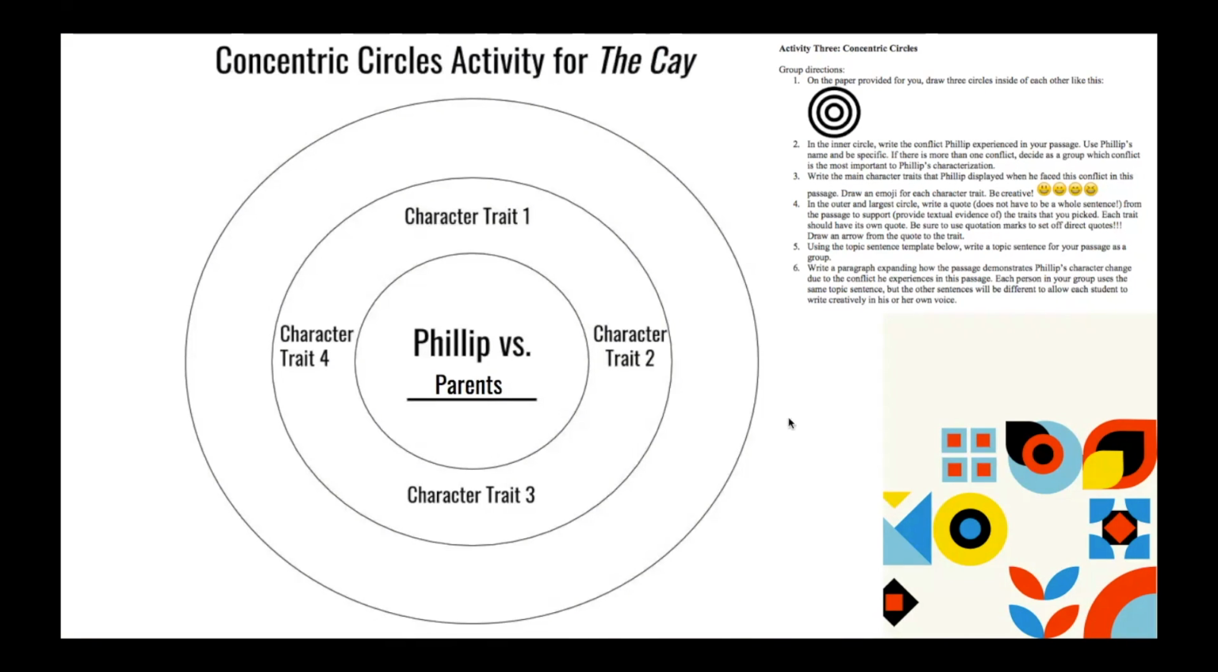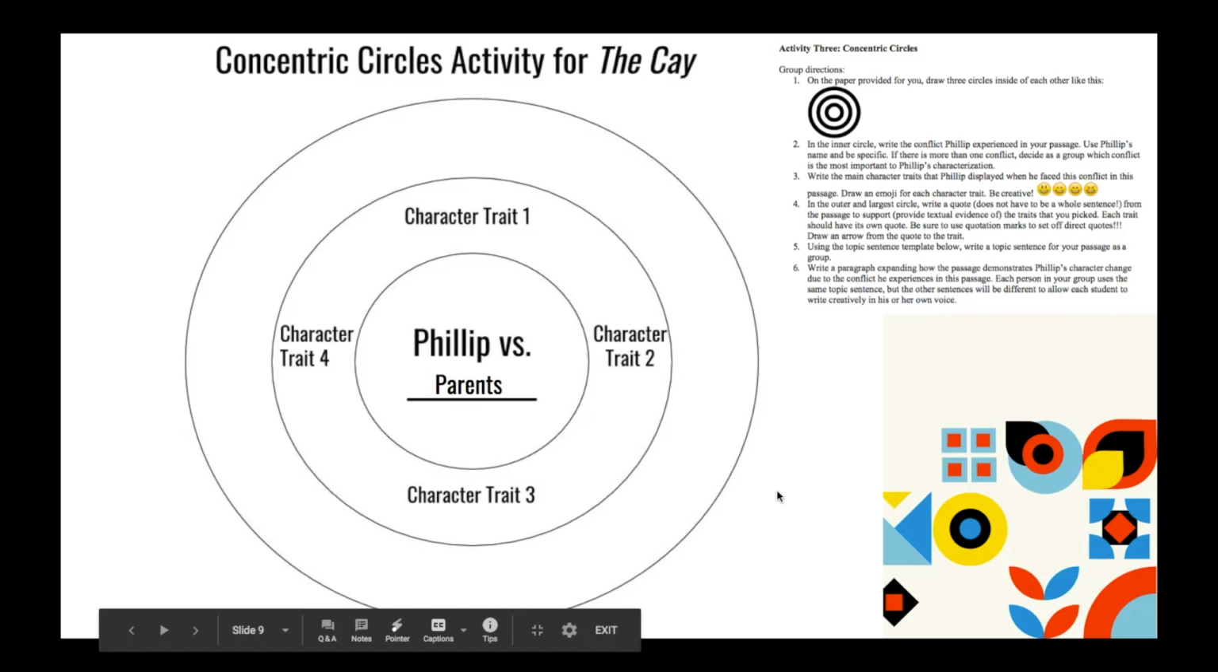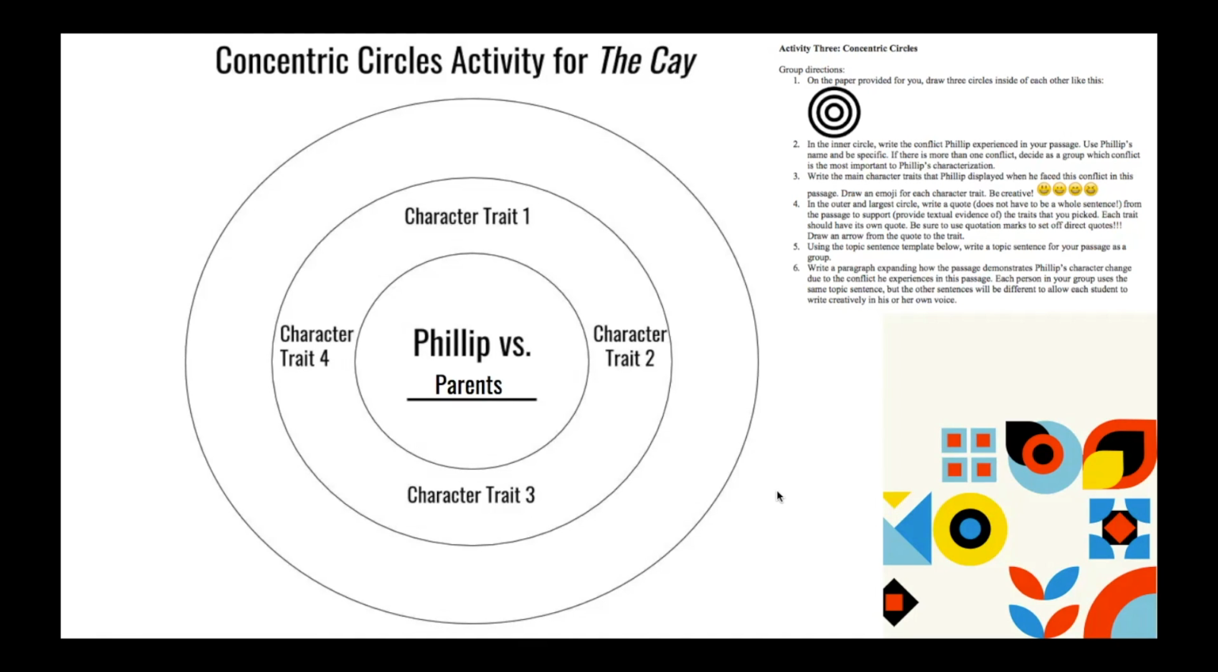Okay, in the second circle, we're going to think about Philip versus his parents, the conflict, and we're going to decide on character traits. You do not have to have them include 4 character traits. That may be too difficult. I do 3 in the next example, but this is up to you. This is your discretion. However many character traits you feel like they need to include based on the passage, indicate that to students. Let them know your expectations.